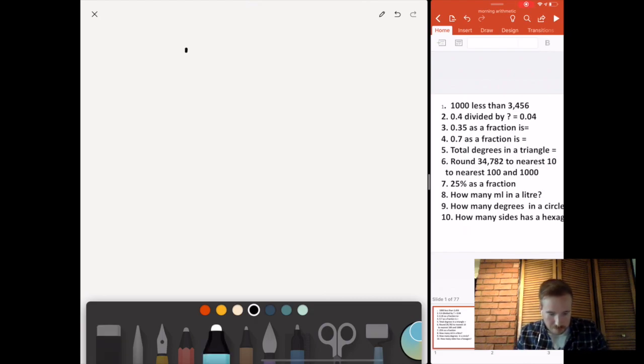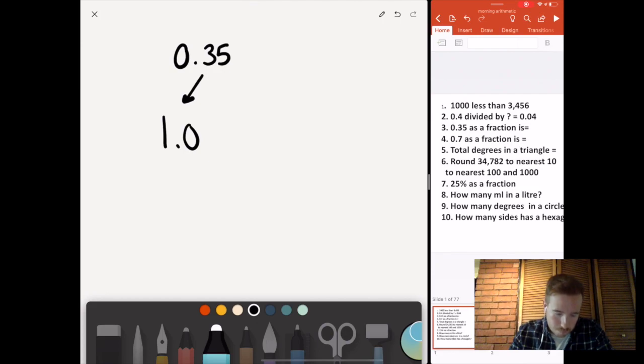0.35 is a fraction. I'm going to try a different pen for this one. Oh, that one, much better. You may have done some fraction work last week, and we've done fraction work in school as well. The easiest way to think about it is a decimal is not quite a whole number yet. When it reaches 1.0, that's a whole number. 0.35 is not quite a whole number yet, so we've got part of a whole. You also get parts of wholes in fractions.